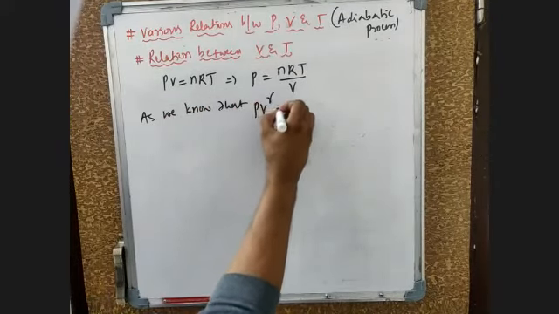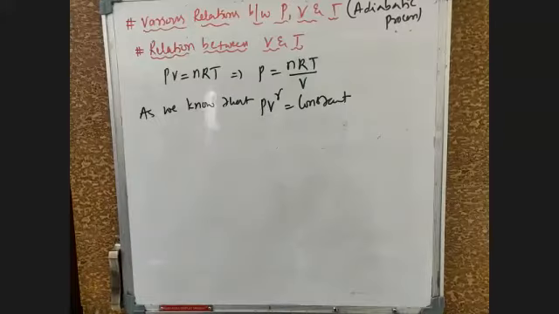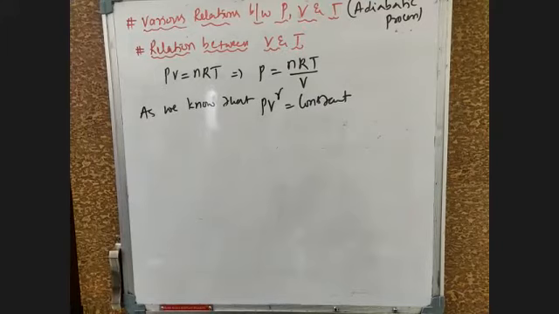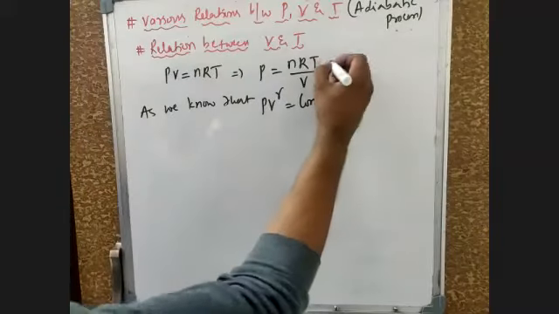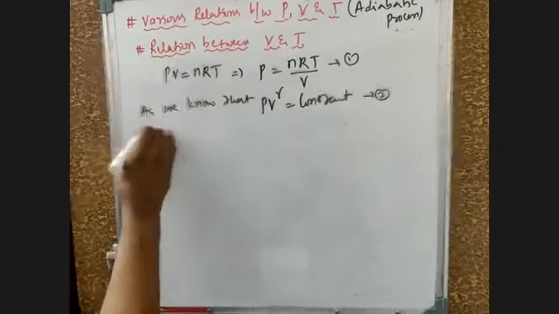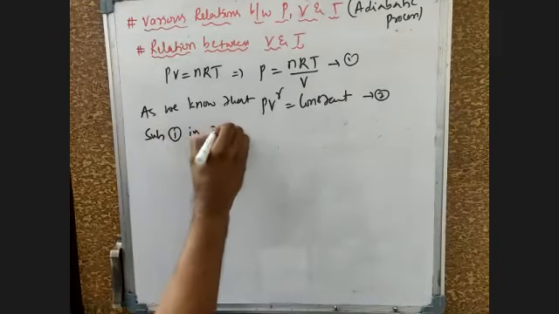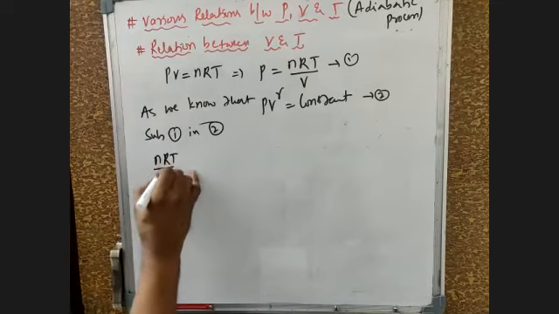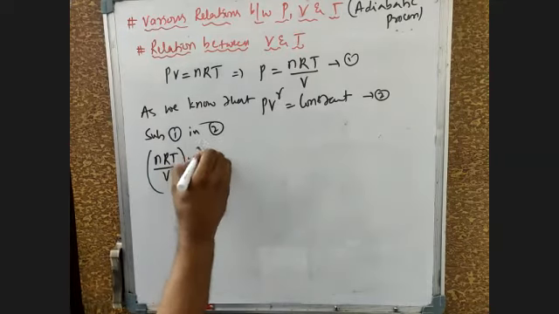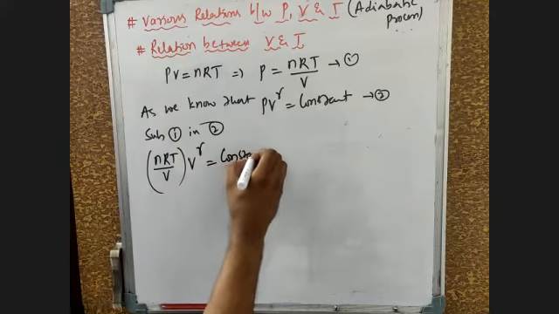Also we know PV to the power of gamma is constant. The relation between volume and temperature comes from PV is equal to nRT, so P is equal to nRT divided by V. This is equation 1, and PV to the power of gamma is equal to constant is equation 2. Substituting 1 in 2, this becomes nRT divided by V into V to the power of gamma is equal to a constant. Can I write like this?